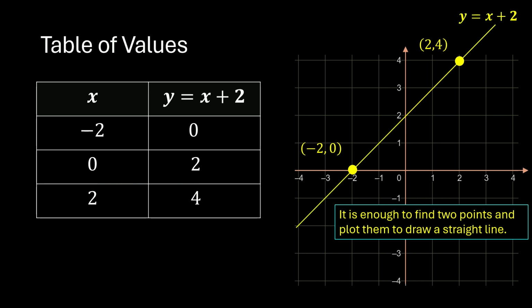However, the third point can serve, or does serve, as a way of checking that we've done our calculations correctly. And indeed we have, because 0, 2 has the line passing through it.